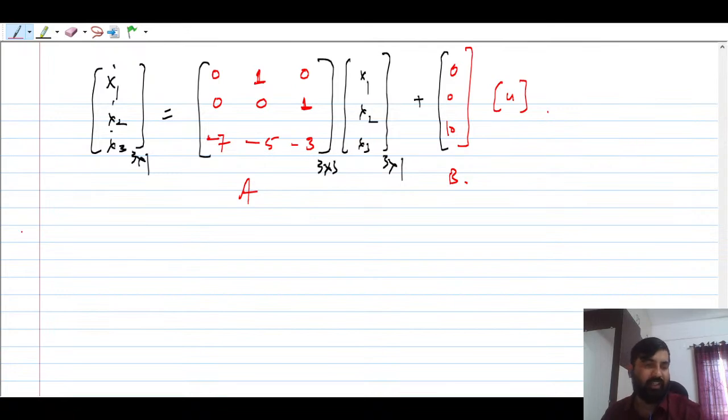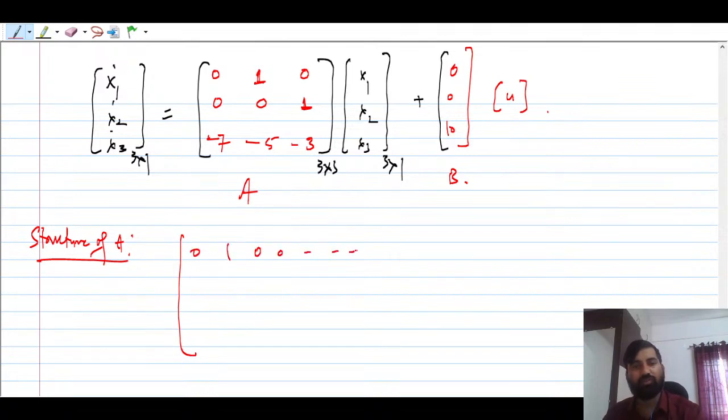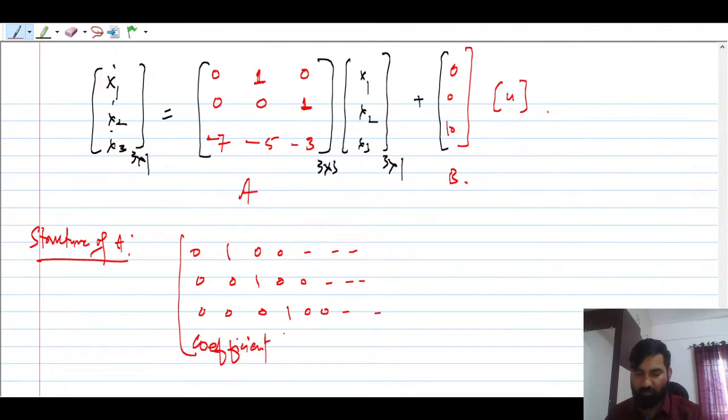So you have to remember a structure. Remember this structure. What is the structure of A? Structure of A is going to be, please remember, you have to always write 0 1 0, 0 0 1, like this, 0 0 0 1 0 0, and so on. And the last row should be what? Coefficient. Coefficients from last to first, with opposite sign.